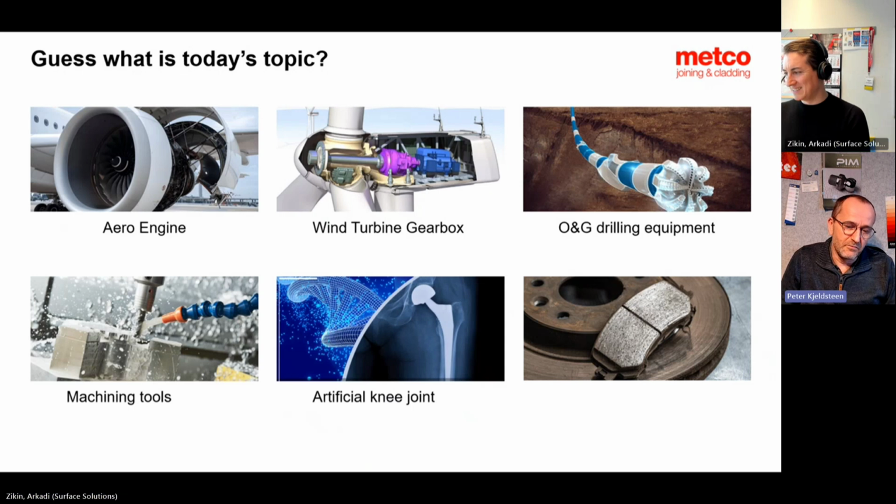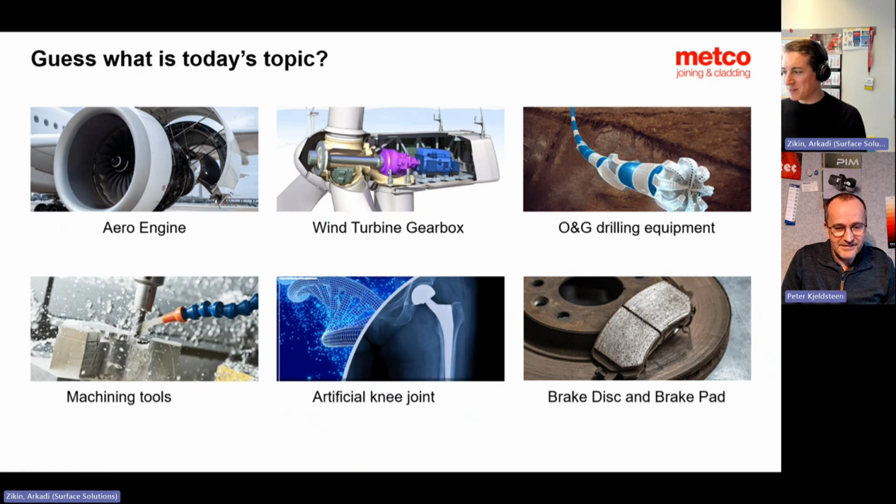And what do you see on this photo? It's a brake disc or brake pad. It's a combination of both. You see the brake pad and on the background the brake disc. So, my question, what do you believe all those images have in common?